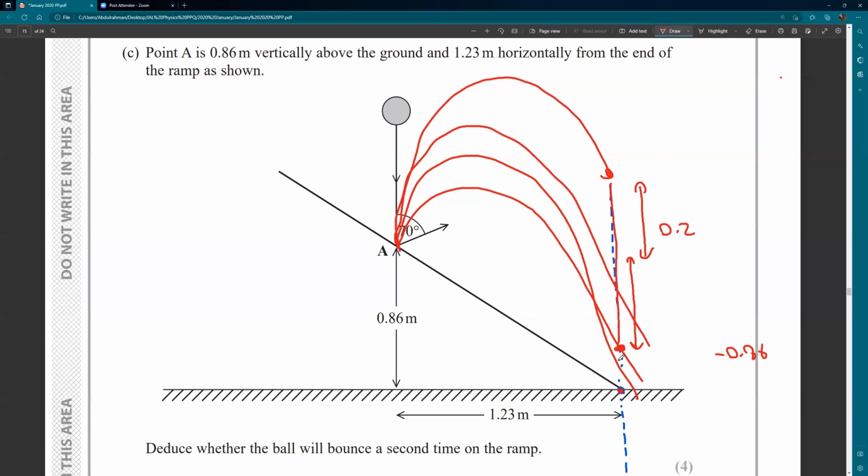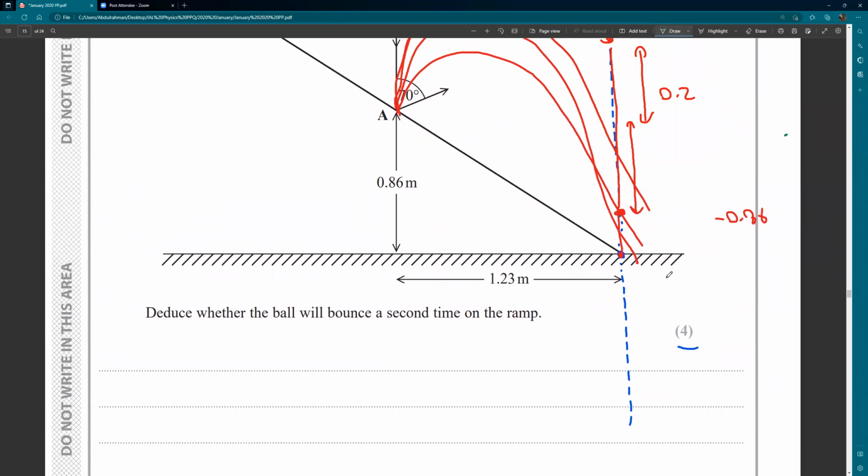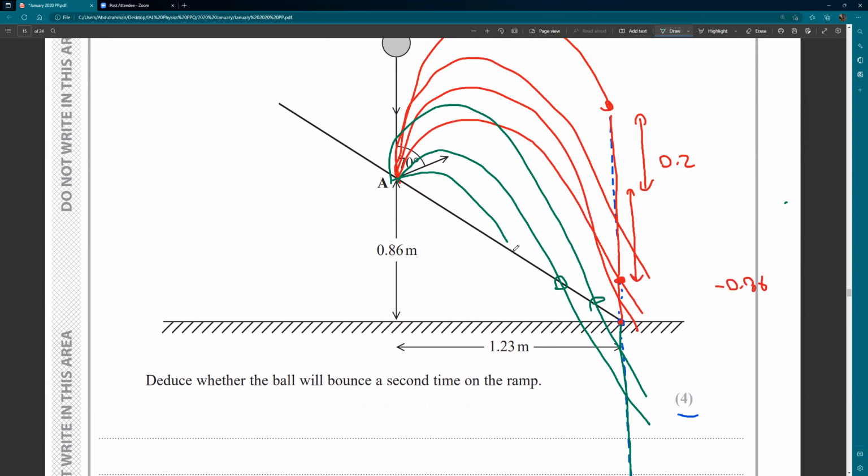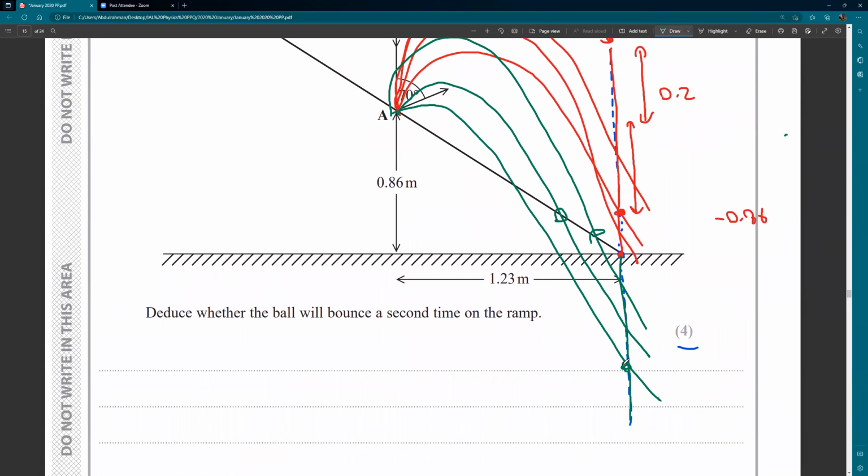On the other hand, okay, let's use a different color. If the vertical displacement was smaller than minus 0.86, then it would have taken a path perhaps like this, which would have caused it to bounce again, or perhaps like this, again bounced again, or maybe like this. Again, it would have bounced again. So if your vertical displacement is smaller than minus 0.86, then it would have bounced a second time.